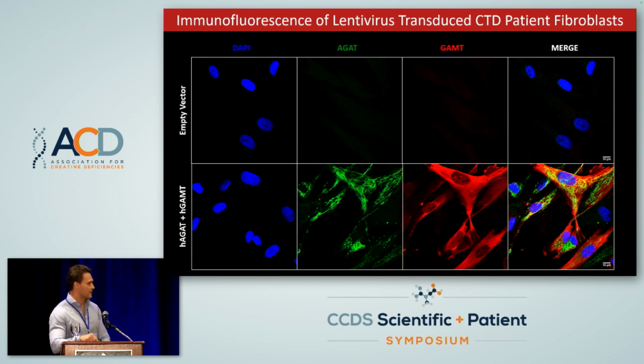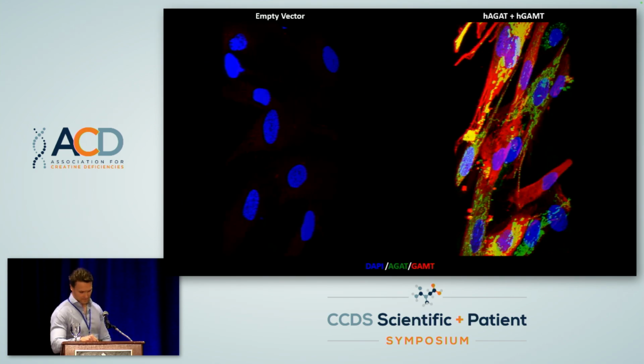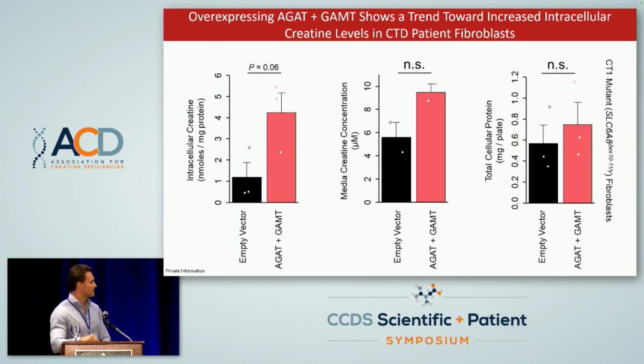So AGAT localized throughout the mitochondrial network, and the GAMT localized throughout the cytoplasm and a little bit inside the nucleus. The same cells in 3 dimensions. And then when we measured the creatine inside the cell, so I should say that each one of these experiments takes a month to grow enough fibroblasts to measure with the assay that we use from Sigma. And it just barely didn't reach statistical significance in this line, but I'll show you data from the other line. We were able to get about a 4-fold increase of creatine. And it was not significant in the media, and there was no effect on total cellular protein.